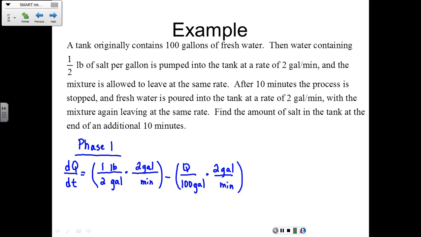So do your algebra stuff here. Those 2's cancel out. I like that. Gallons and gallons cancel out. 2 and 100 are going to cancel a little bit. So let's see what we got here. dQ/dt is equal to 1 minus 1/50th Q. Now to get that in linear form, I need to actually manipulate it a little bit.